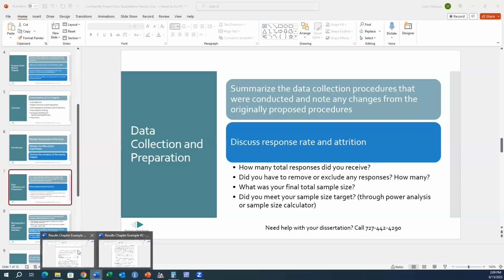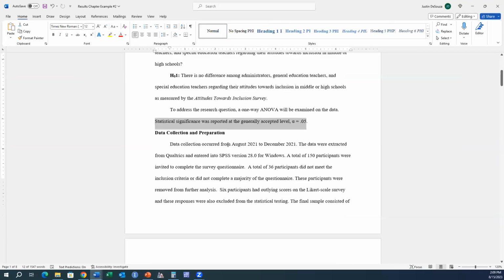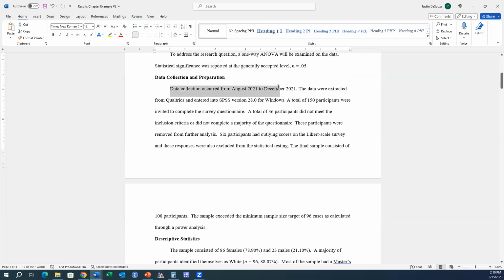Okay, so here we have an example data collection process. So here you give a time frame. We discussed the software that was used. So Qualtrics was the data collection platform, and the data were then entered into SPSS for analysis. Give a total sample size for participants who were invited, and then identify how many cases were removed, either through not providing consent, not meeting the inclusion criteria, or not completing a majority of the questionnaire.